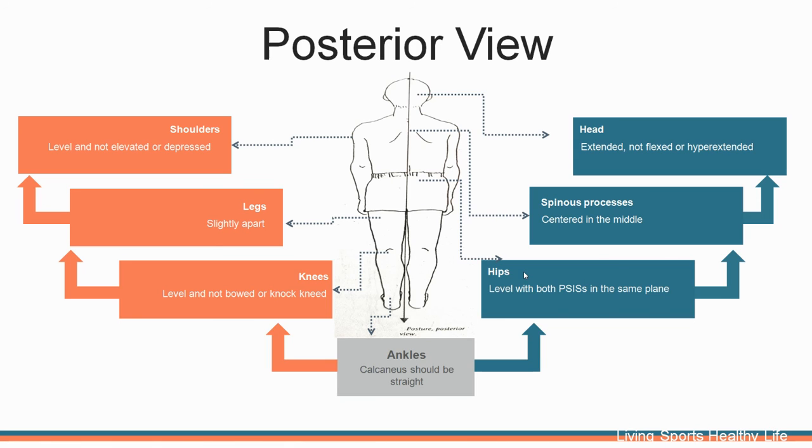Head: it is extended, not flexed or hyperextended. Shoulders: level and not elevated or depressed. Spinous processes: centered in the midline. Hips: level, with both posterior superior iliac spines in the same plane. Legs: slightly apart. Knees: level and not bowed or knock-kneed. Ankles: the calcaneus should be straight.